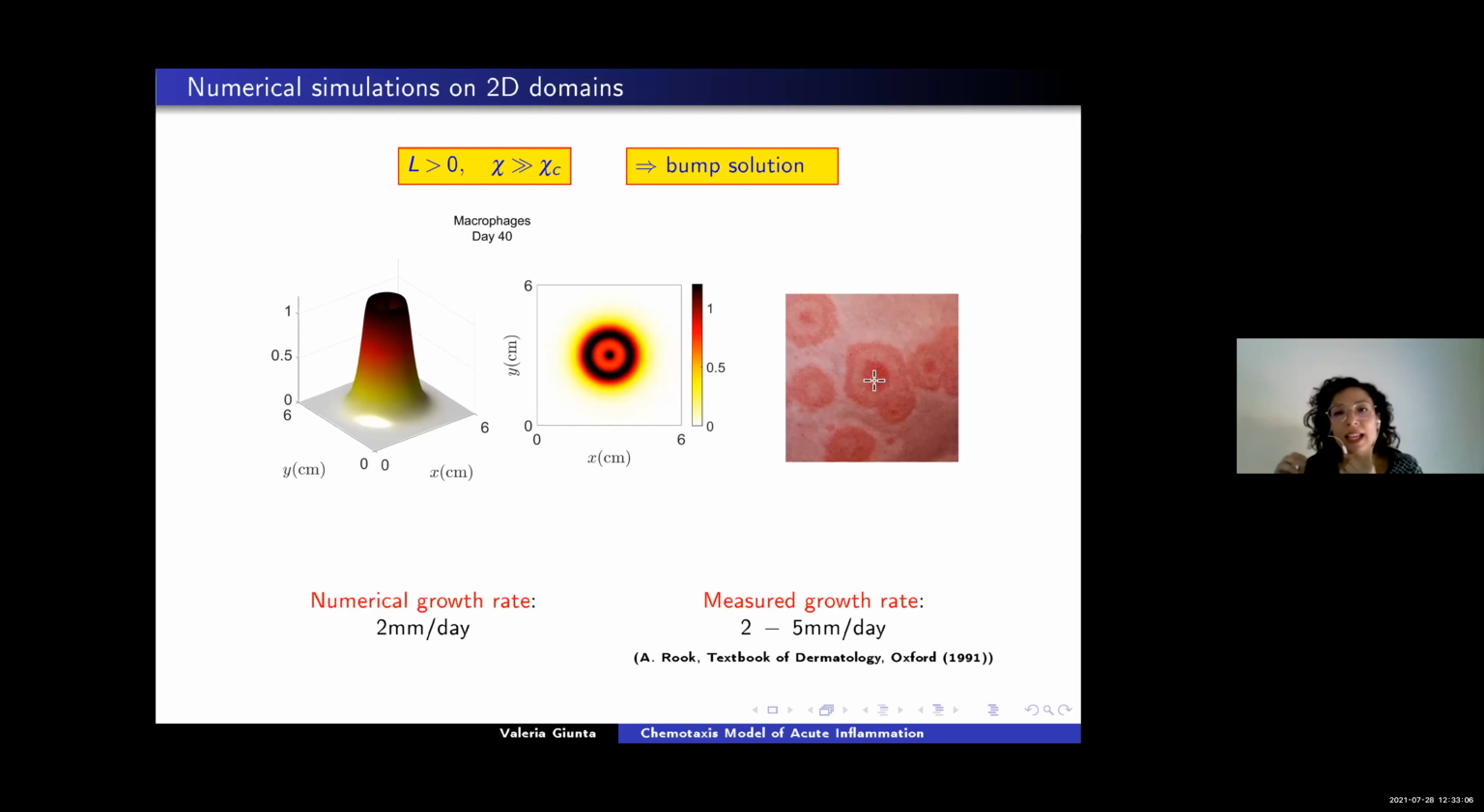We have this bump in the center because of the chemotactic movement. Because the chemotaxis tends to concentrate. Right. So on the one hand we have the diffusion that enlarges the rash, but the chemotaxis tends to aggregate. Okay. It is very interesting. We should talk more about that.